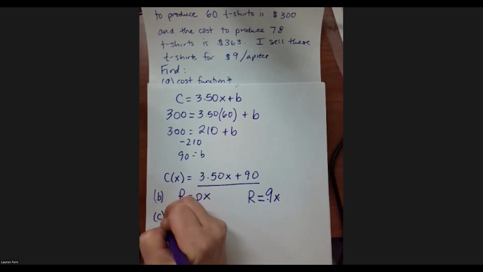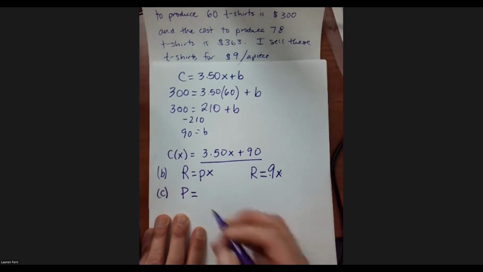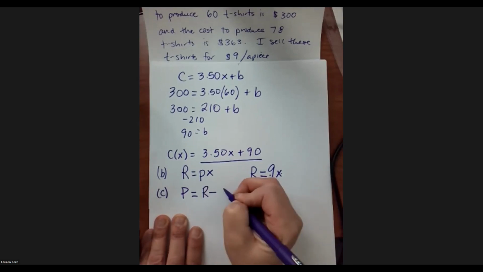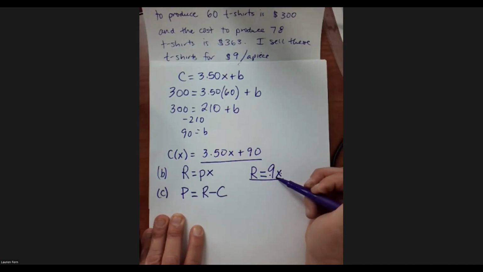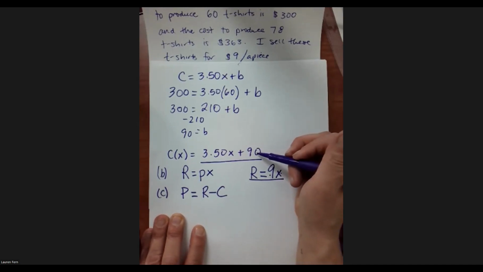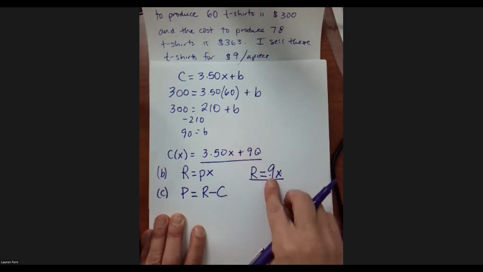All right. My next step is to find my profit function. Well, our profit is our revenue minus our cost. Notice we found our revenue function and we found our cost function. In the previous example that I did with the tacos, this was kind of our starting point, right? We were given both of these.